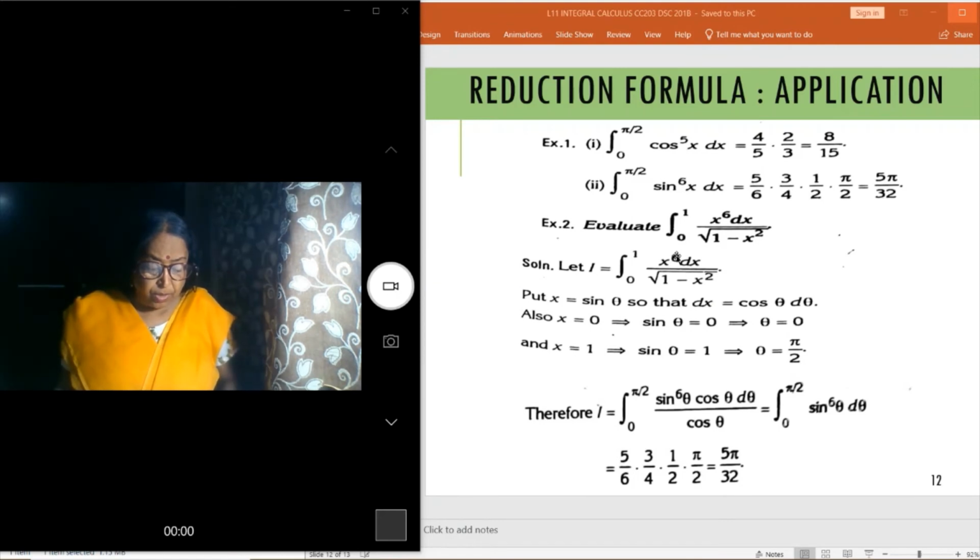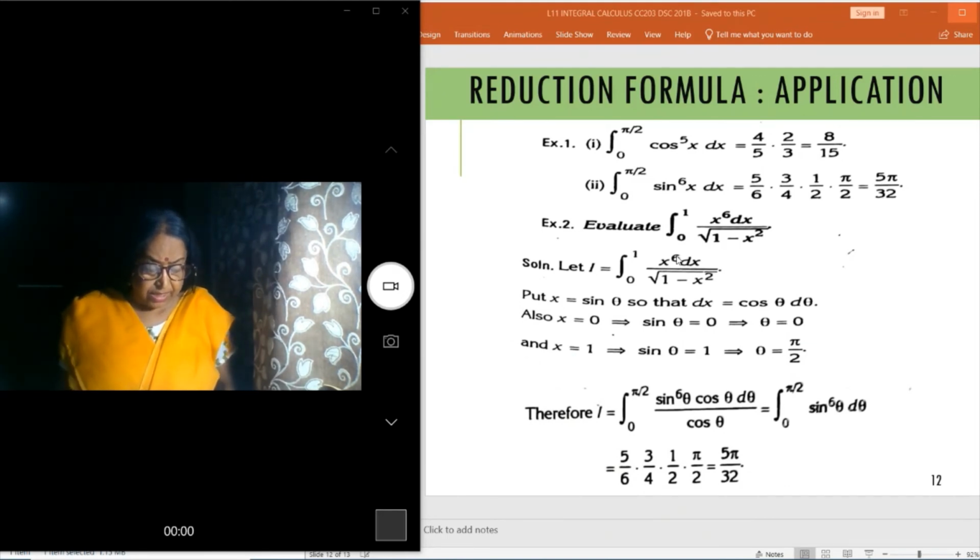Similarly, 0 to pi by 2, here sine to the power 6x dx. 6 is an even number, so it will start with the denominator as 6, 5, then 5 in the numerator, that way, and it lasts up to half and then pi by 2, because 6 is an even number. So this way you can calculate the value of this.